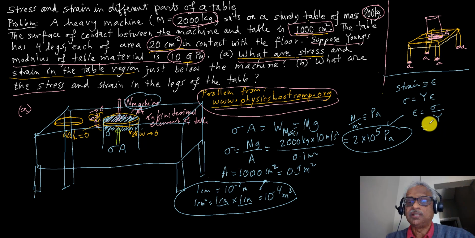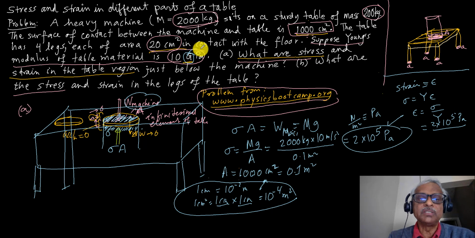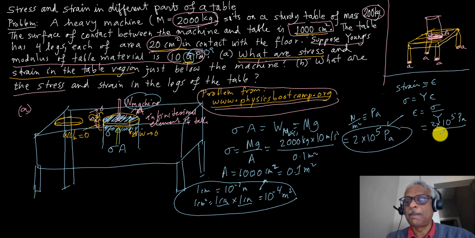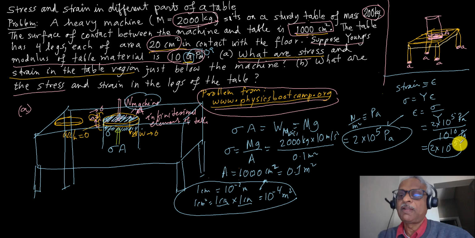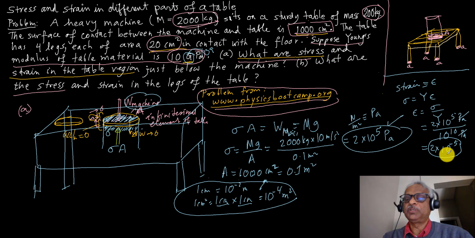So sigma is this 2 times 10 to the power 5 Pascal, and this thing is given in gigapascal, which is 10 to the power 9. So 10 to the power 10 Pascal here. So this is 2 times 10 to the minus 5, and you can see the Pascal cancelled out, so strain is just unitless.